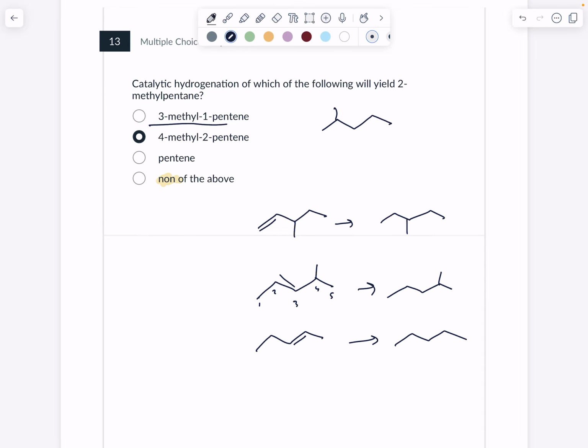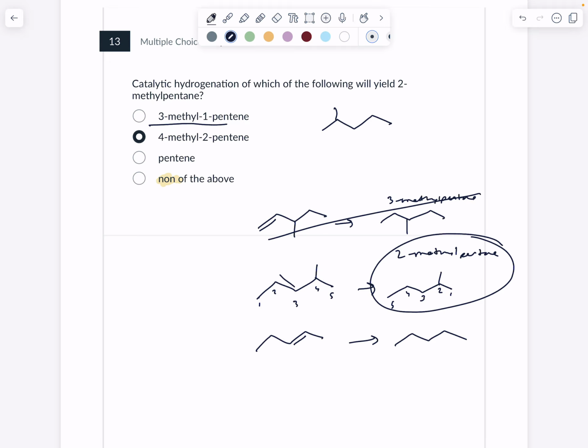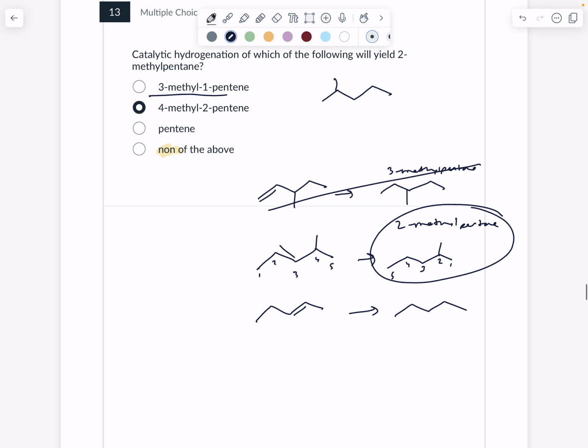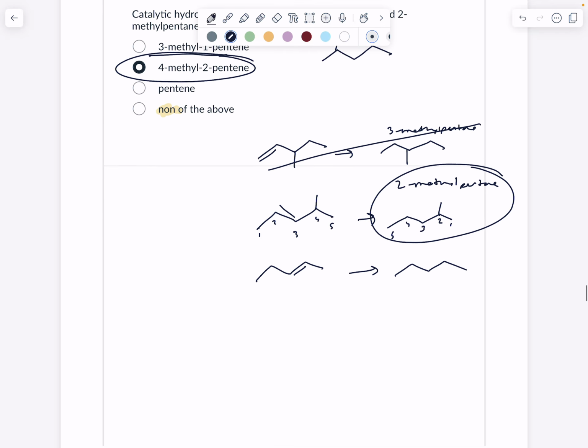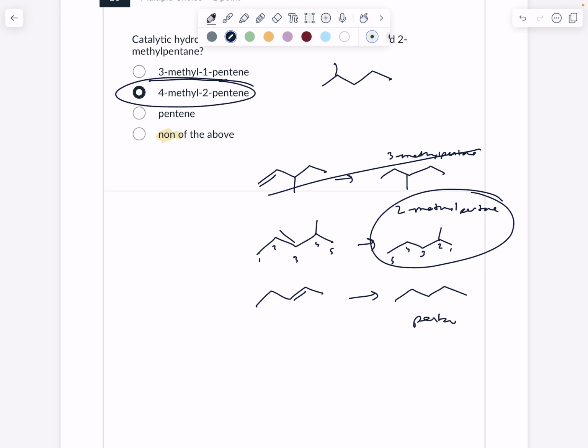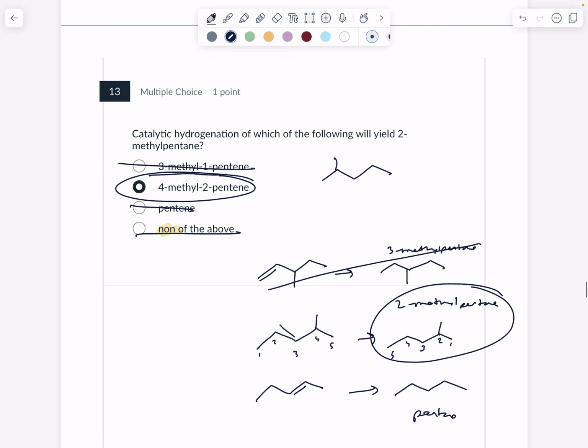So this one looks like 3-methylpentane. So that one's not correct. This one is 1, 2, 3, 4, 5. So this is 2-methylpentane. So that looks correct to me. And then this last one is just plain pentane, so that's not correct. And none of the above is also obviously not correct if we have one that's correct.